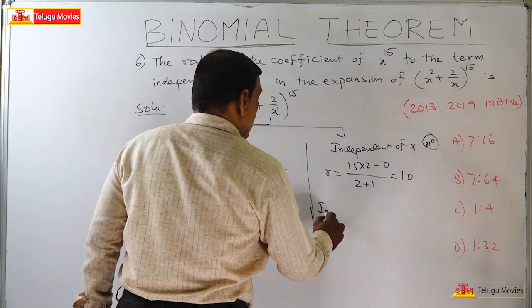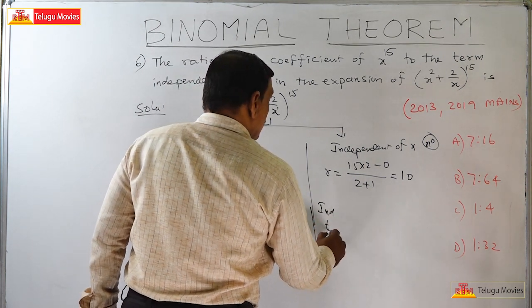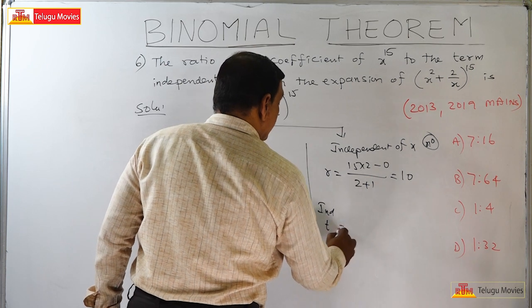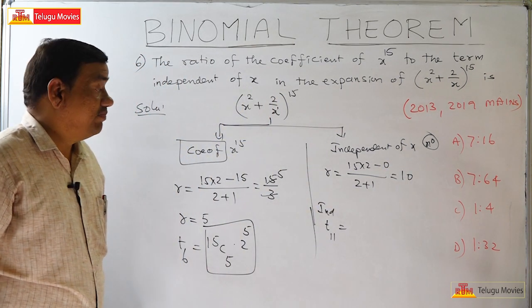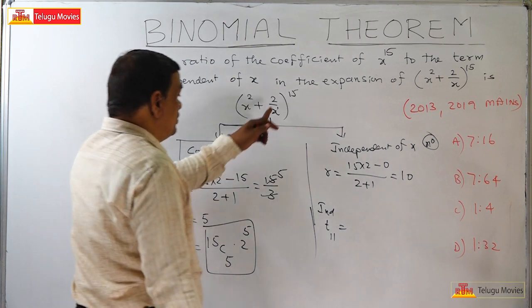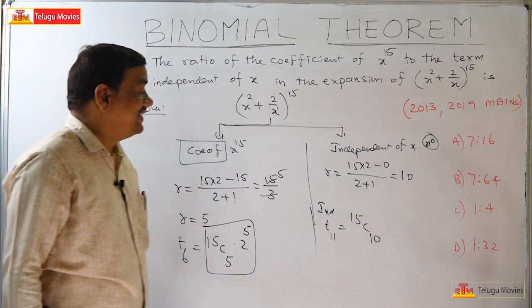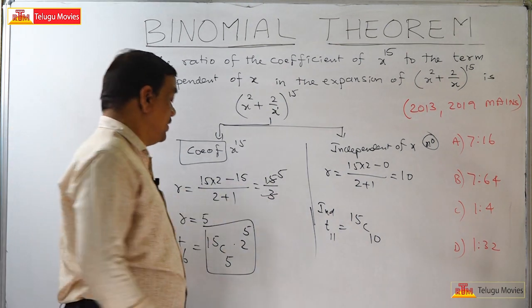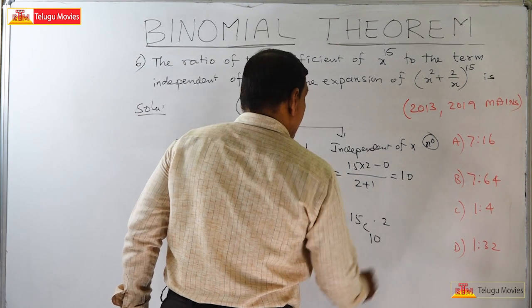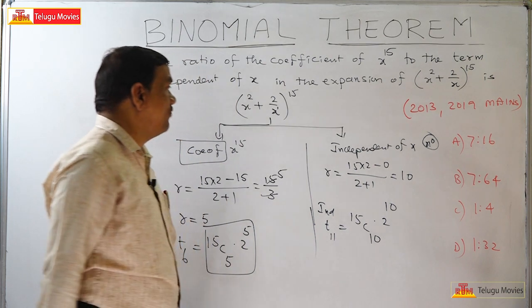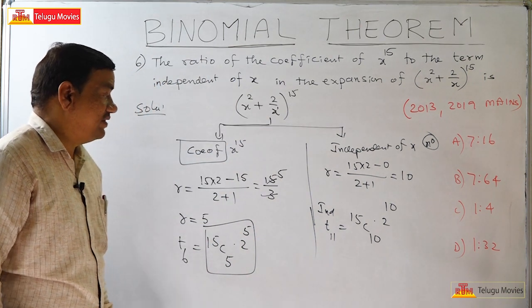Now here, the independent term. So this is equal to the T11 term. The 11th term will be the independent term. That is given as 15C10 and here 2 to the power of 10 will be there.